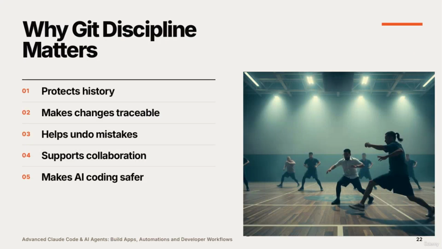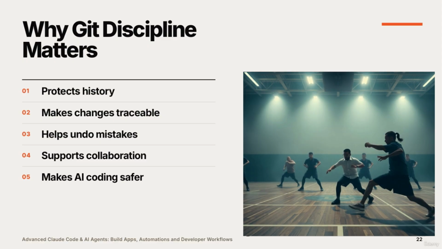Let's talk about why maintaining discipline with Git is so important. First, it protects our project history. By carefully managing commits and branches, we keep a clear record of all changes, which is essential for tracking progress and understanding how our code evolved. Second, it makes changes traceable. Every modification is linked to a specific commit and user, so we always know who made what change and why. Third, it helps us undo mistakes. If something breaks or wasn't quite right, we can easily revert to a previous stable version without losing valuable work.